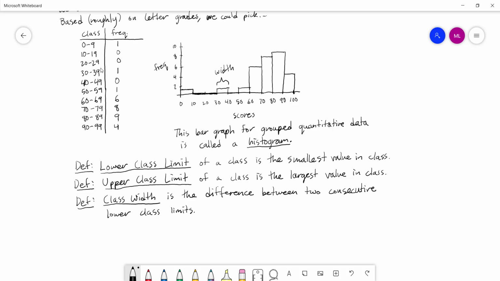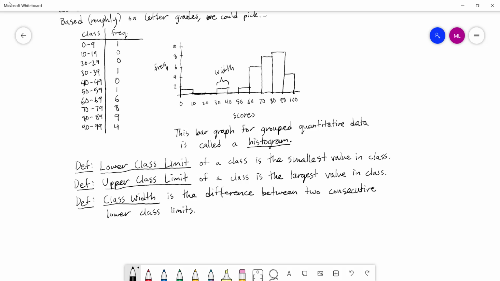If somebody got an 89, I don't want there to be a debate whether that falls into this one, or rather, let's pick a score like 90. I don't want there to be any overlap. I can't say that this one is 80 to 90 and the next one's 90 to 100, because then if somebody gets exactly a 90, which category does it count towards? So we can't have any overlap in our classes, but we also can't have any gaps of possible values. So keep that in mind as well.